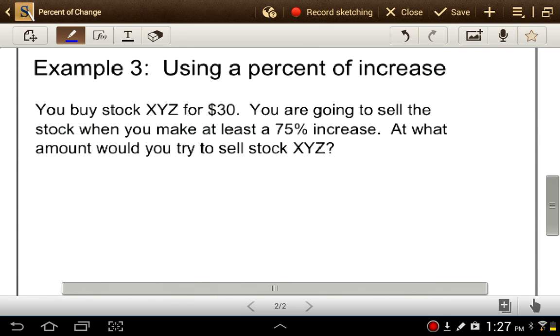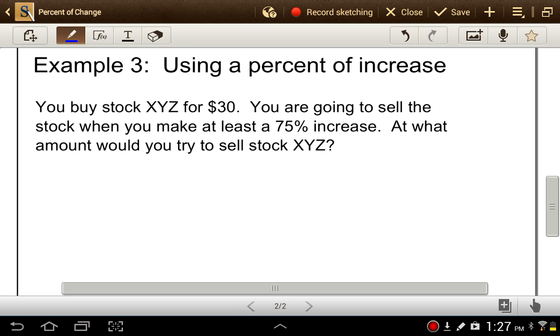Example 3 is using a percent of increase. Let's say we buy stock XYZ for $30. This might be something that you do in real life. You're going to sell the stock when you make at least a 75% increase. Maybe after 75% you feel like, okay, I've got to get rid of this because it's made as much money as it's going to make. At what amount would you try to sell the stock?